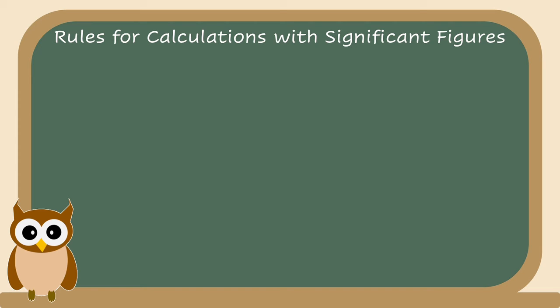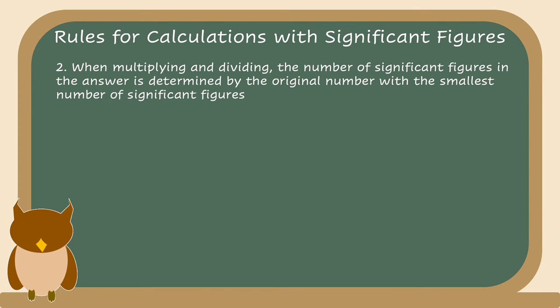Right. Rule number 2, when multiplying and dividing, the number of significant figures in the answer is determined by the original number with the smallest number of significant figures. Take for example 1.24 times 2.6.